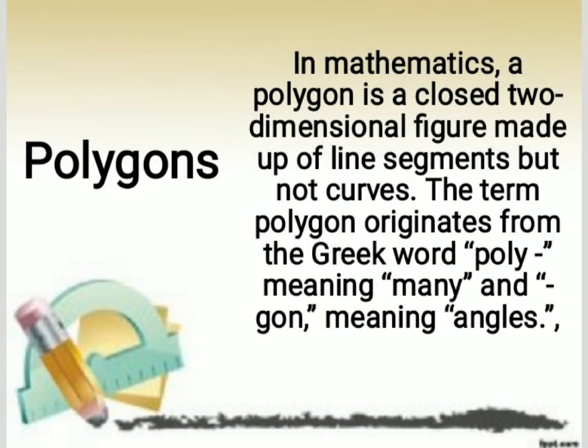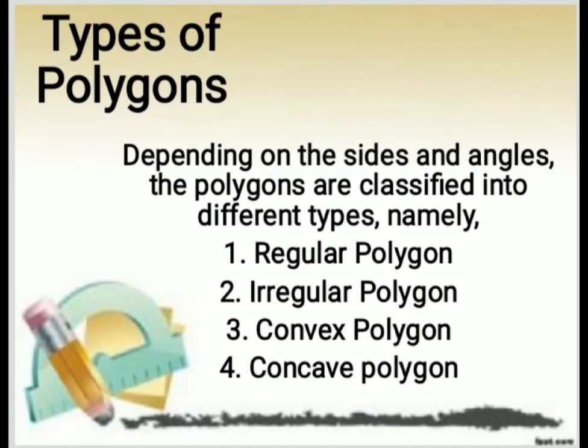In mathematics, a polygon is a closed two-dimensional figure made up of line segments but not curves. The term polygon originates from the Greek word poly, meaning many, and gon, meaning angles. The polygons have types depending on the sides and angles. The polygons are classified into different types, namely number 1, regular polygon, irregular polygon, convex polygon, and concave polygon.